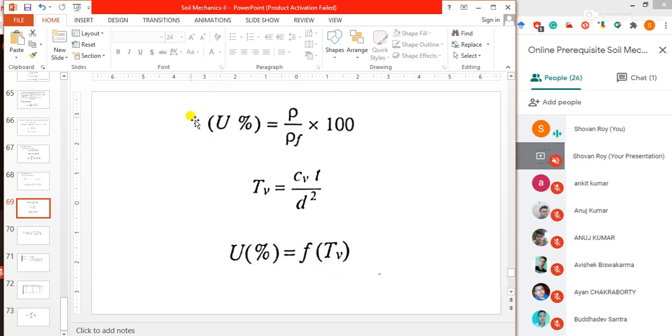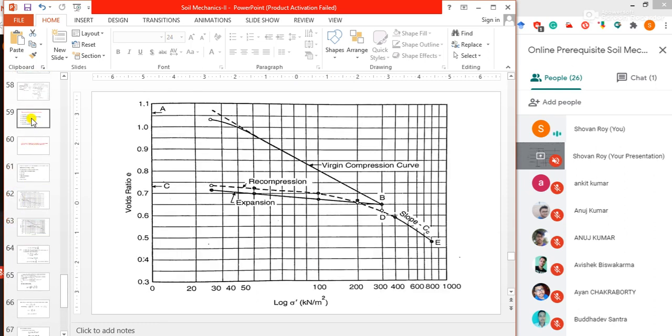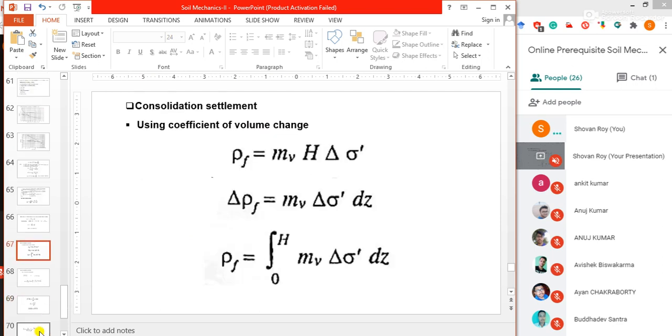And what is degree of consolidation? Degree of consolidation is rho by rho f into 100. As per the syllabus also, you can see under compressibility characteristics of soil: degree and rate of consolidation. This is your degree of consolidation U, and rate of consolidation is the Tv, time factor.